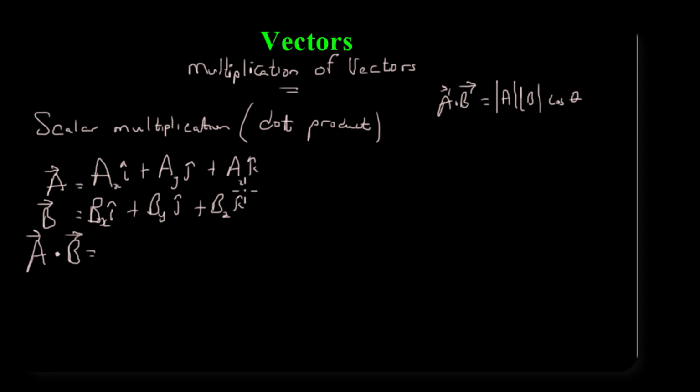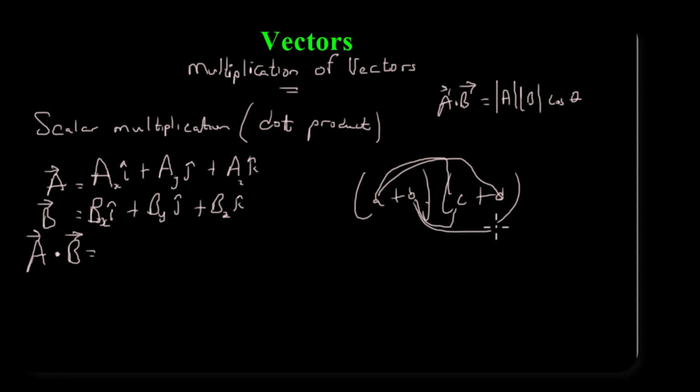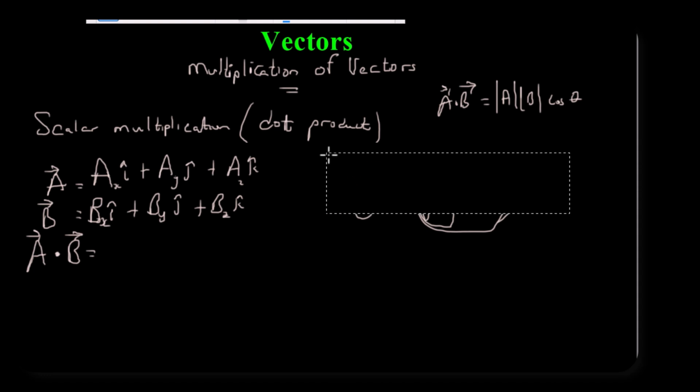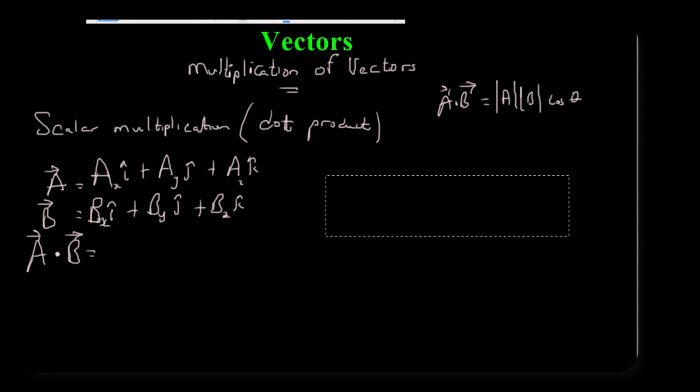Remember, when we have a bracket, let's say we have A plus B, then C plus D. We're going to multiply A by C, then A by D, then B by C, B by D. Basically, we're distributing one bracket over the other. So that's the same thing we want to do here. We want to distribute vector A over B. And by distributing vector A over B, we'll have 9 different quantities.